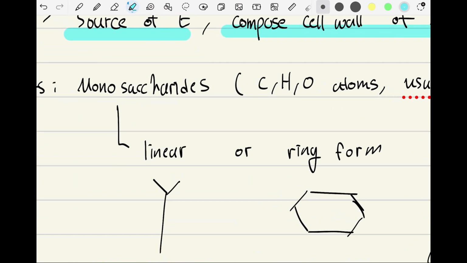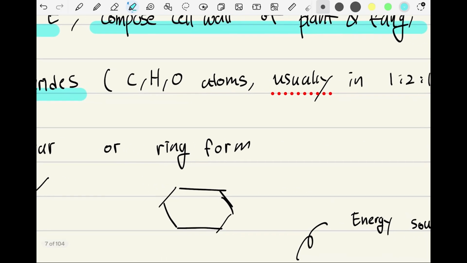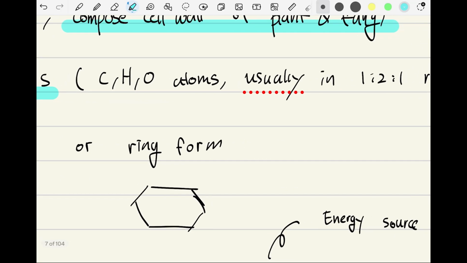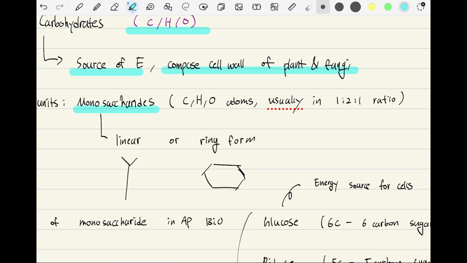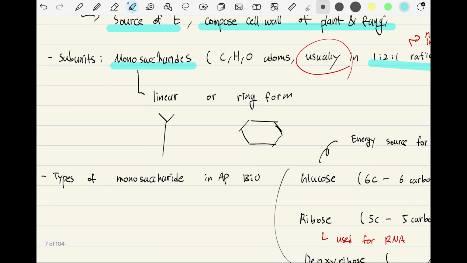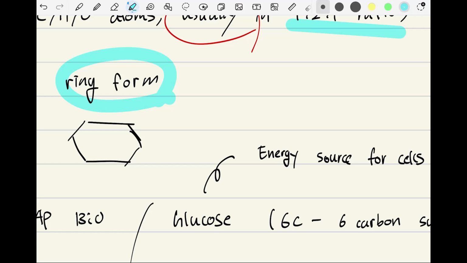So, the subunits of carbohydrates will be monosaccharides, which are made of carbon, hydrogen, and oxygen, and they are usually in a 1 to 2 to 1 ratio. This is not that important, but it's just good to know. And the subunits, which are monosaccharides, are usually in linear or ring form.